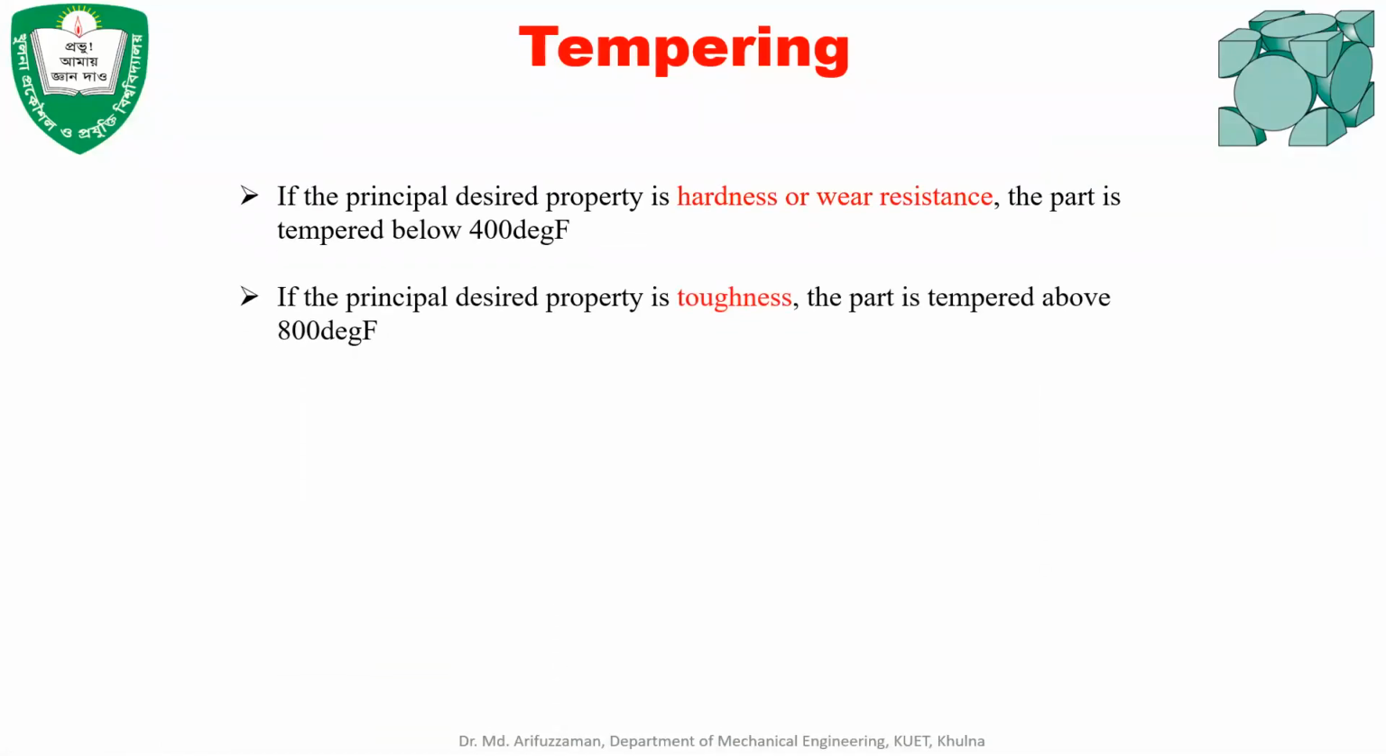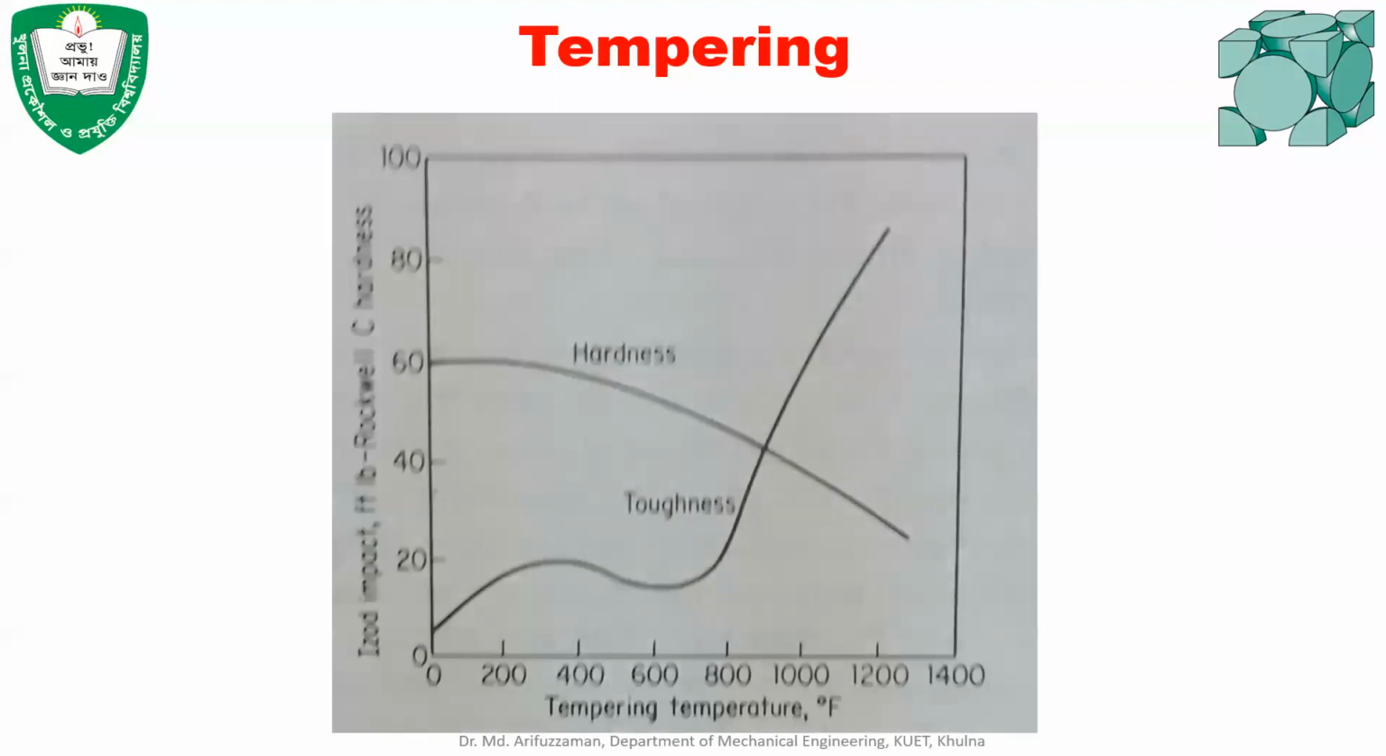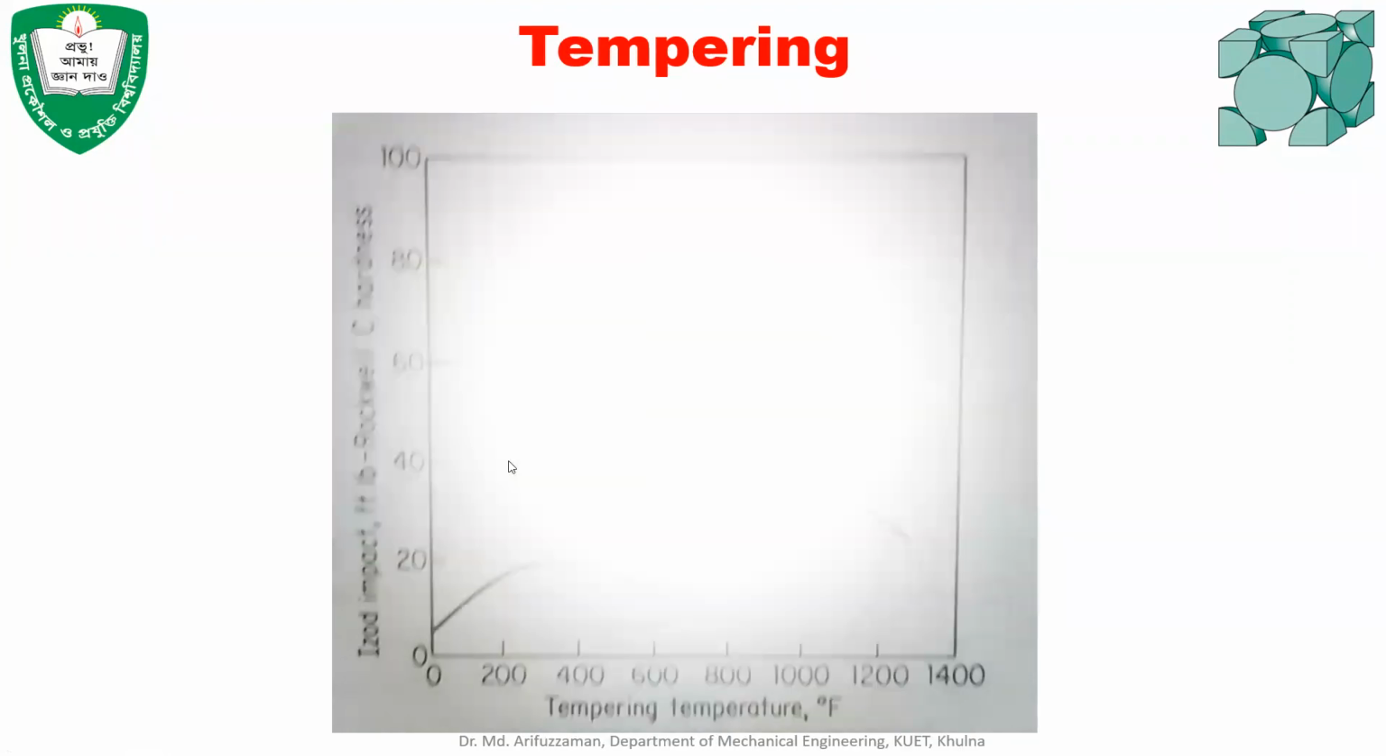And if the principal desired property is toughness, the part is tempered above 800 degrees Fahrenheit, right? Because if you look at this curve, above 800 degrees Fahrenheit the toughness increases rapidly, and then hardness will decrease. But between 400 and 800 degrees Fahrenheit, the toughness does not increase much. It is almost constant, and sometimes it is reduced a little bit. So this will not give you an increase in toughness. If you want high toughness, then you have to temper it above 800 degrees Fahrenheit.